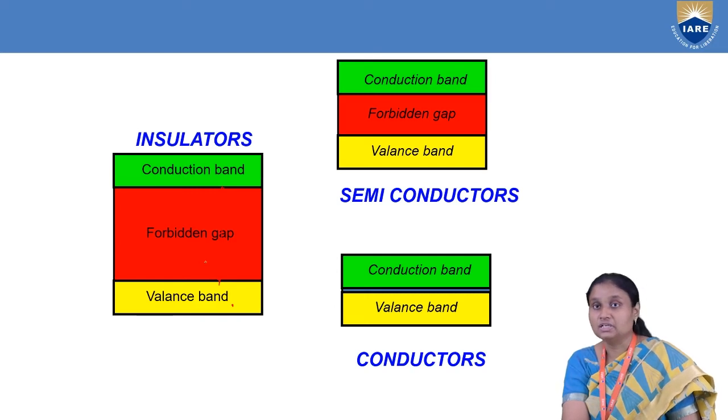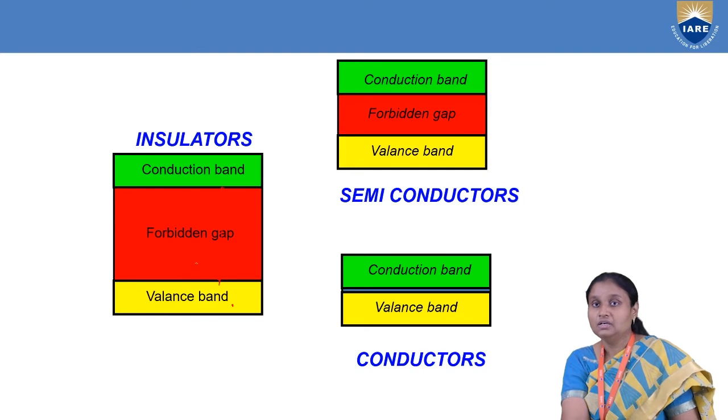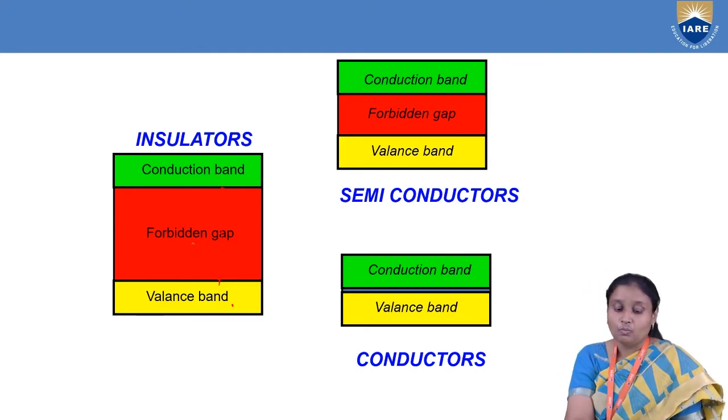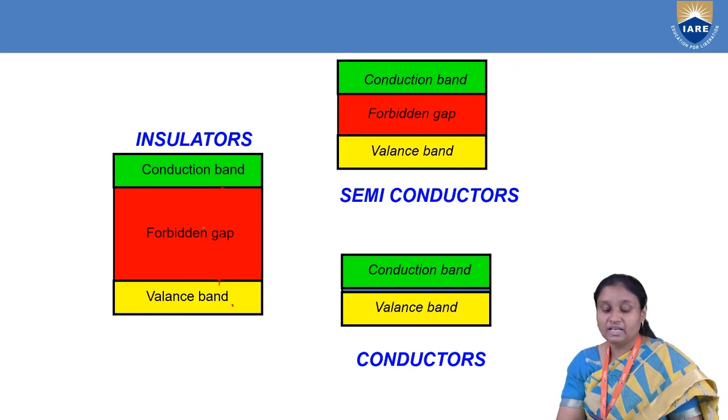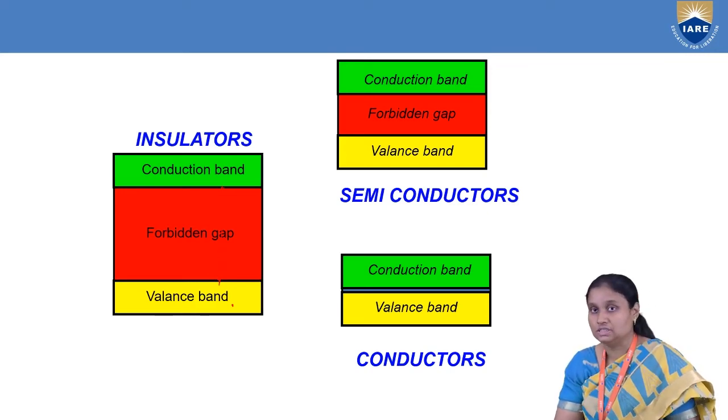Our material will get spoiled, it will get damaged. So I cannot make conduction electrons, I cannot supply that much energy. Now why is it so? Why is its forbidden gap very large? Why is it large? Because if you take insulators, in insulators, electrons are very strongly bound to the nucleus.